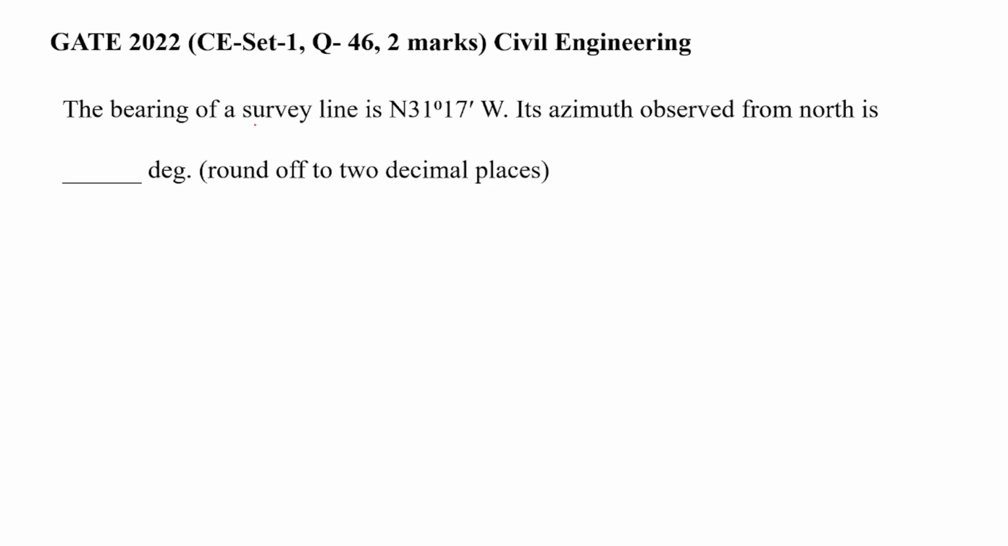The bearing of a survey line is N 31 degrees 17 minutes W. N means north and W means west. North 31 degrees 17 minutes west. So its azimuth observed from north is how many degrees?